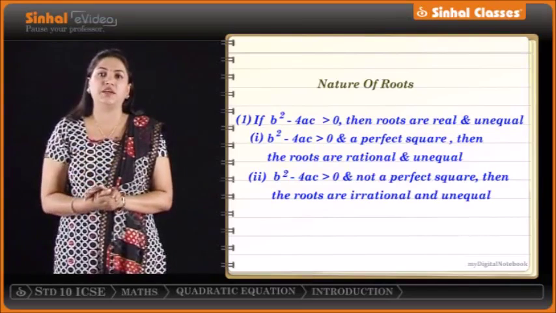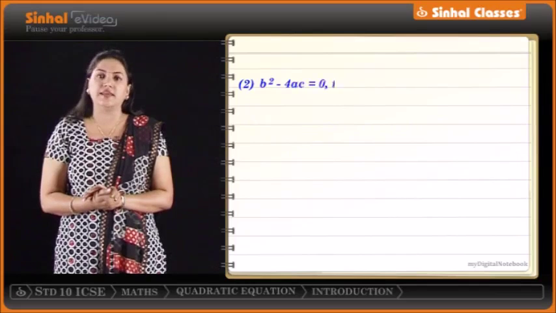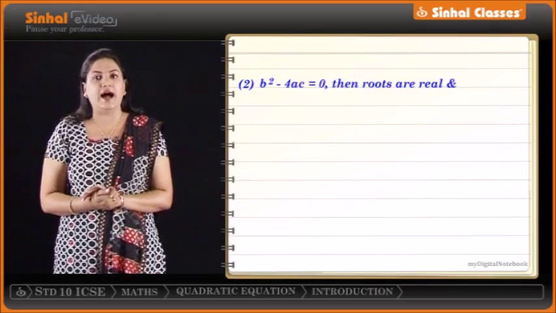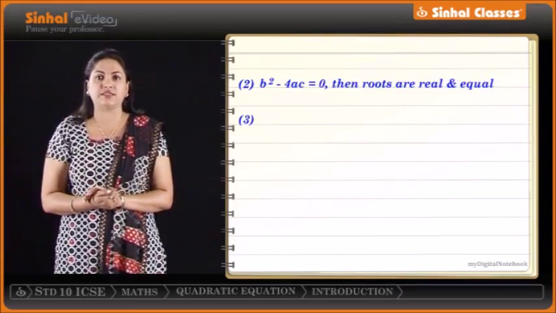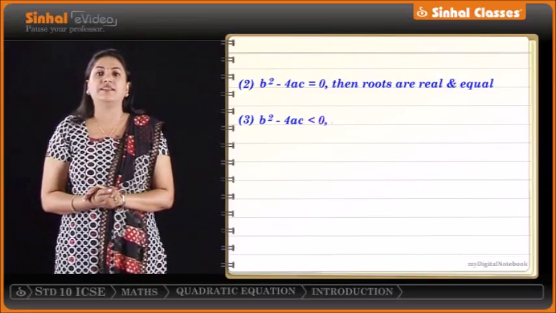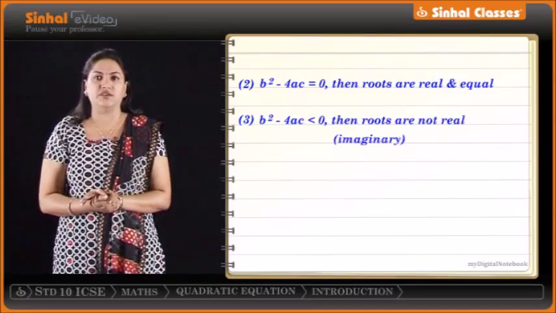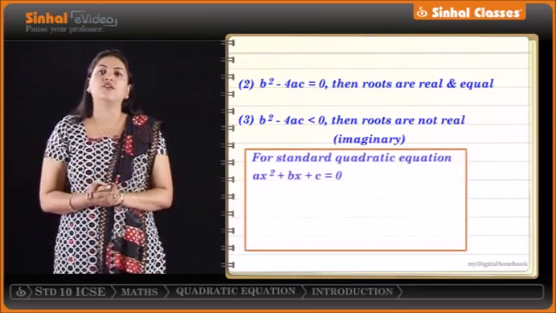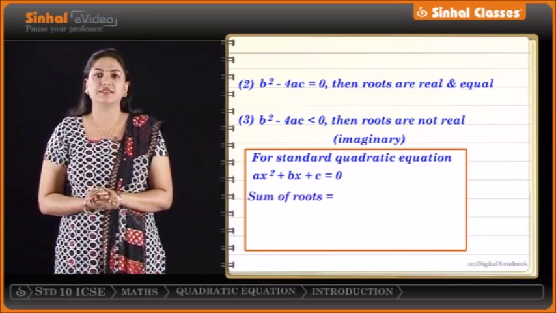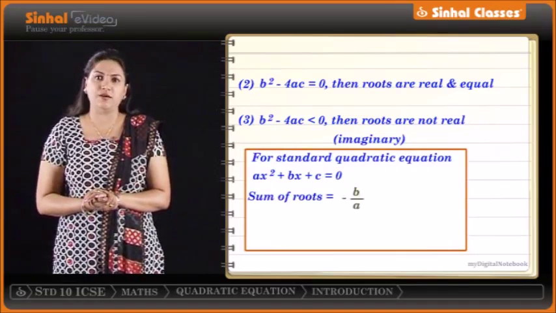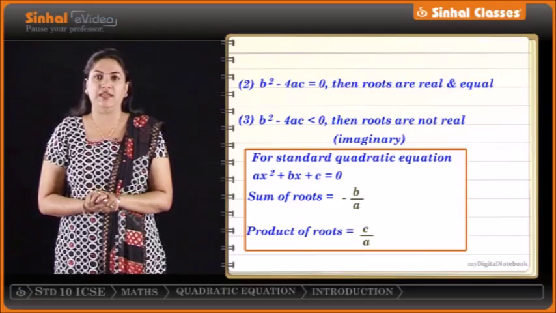Now, the second case could be b² - 4ac = 0. Then the roots are real and equal. The third case, b² - 4ac is less than 0. Then the roots are not real, that is, they are imaginary. Also, for any standard quadratic equation, the sum of the roots is equal to -b/a and the product of roots is equal to c/a.